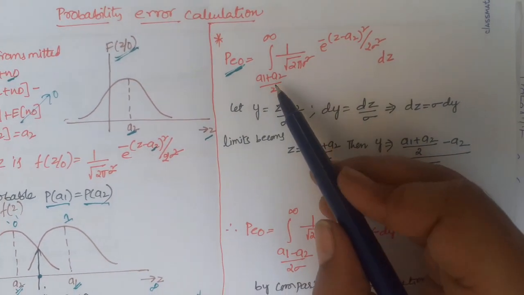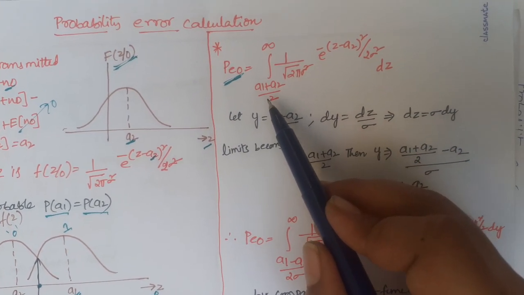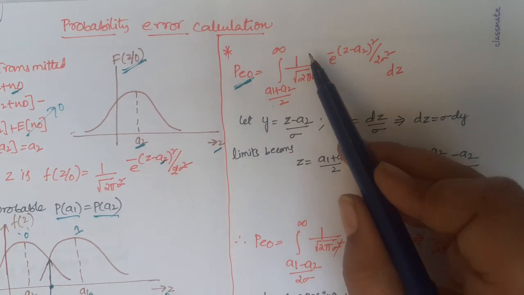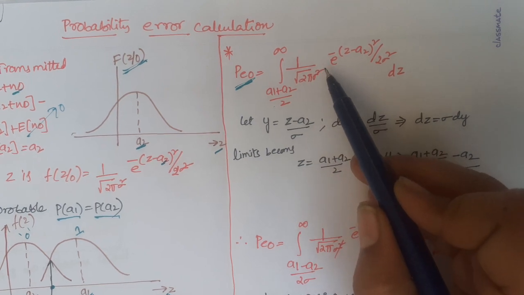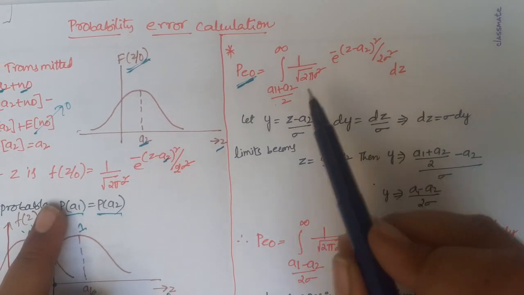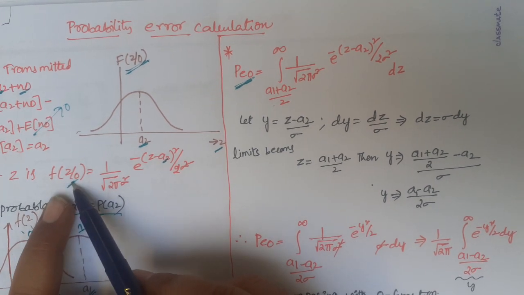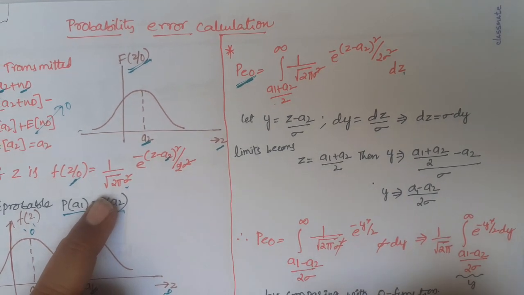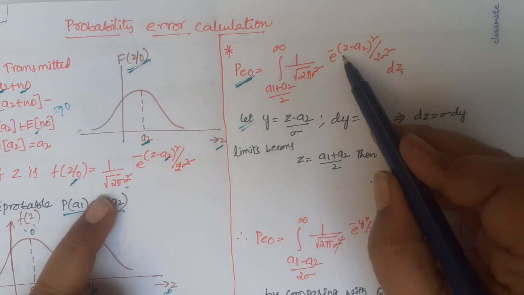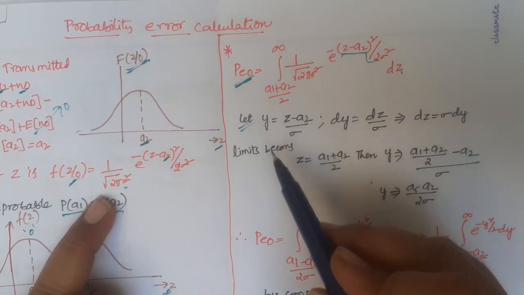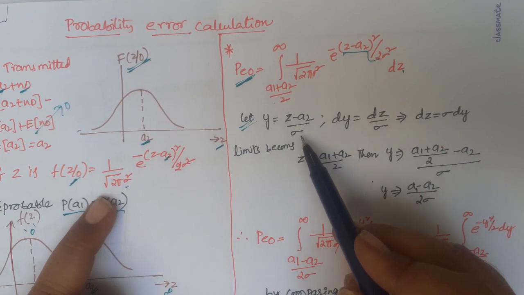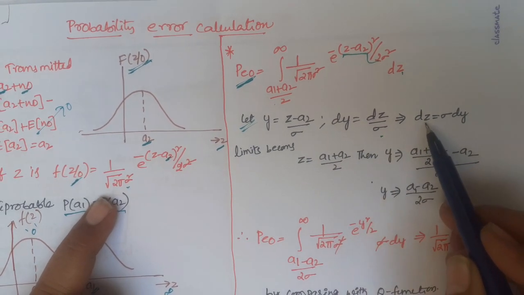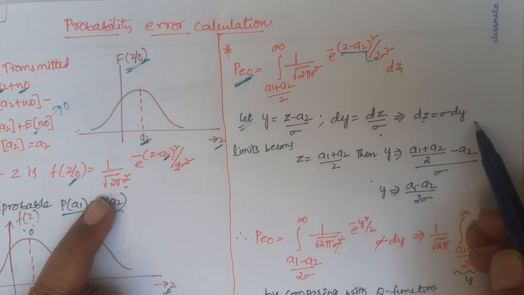Now see here, the threshold value is the average value, that is (a1 plus a2) by 2, to infinity, and 1 by under root 2 pi sigma square and e power, the same equation I have written here as f of z by z naught equation, into dz, right? Now let this value be y is equal to (z minus a2) by sigma, so that the differentiation of y, dy is equal to dz by sigma, so dz is equal to sigma into dy.